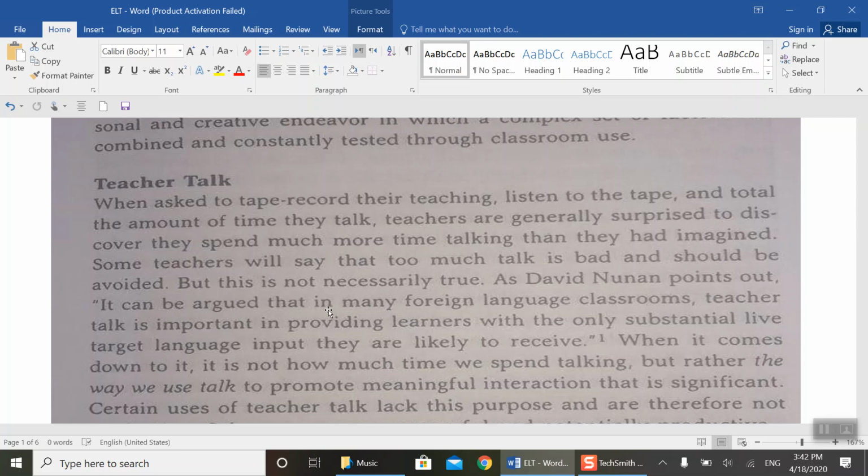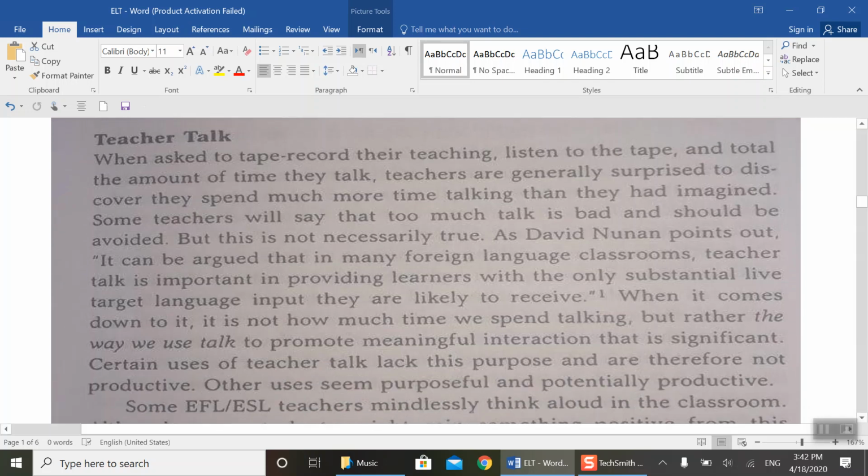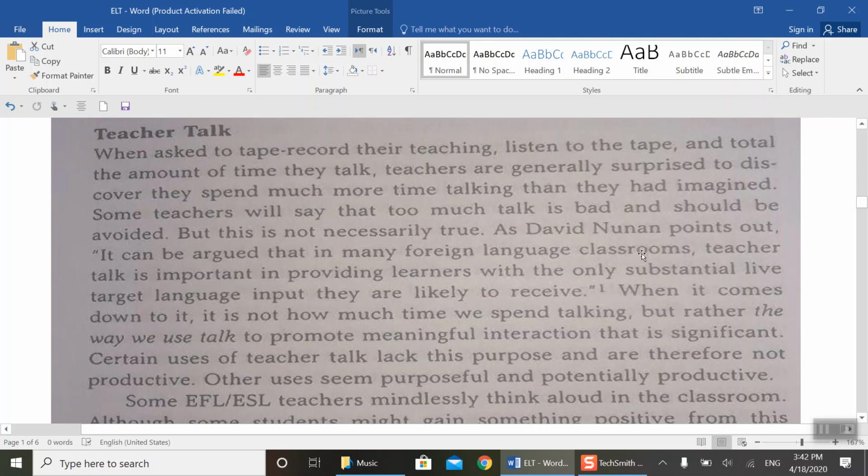They should be guides. They mentor. They guide the students inside the class, giving them roles, how to participate, how to communicate, how to talk between each other. Although David Nunan disagrees. He said that it may be a good chance. Yeah, he said it can be argued that in many foreign language classrooms teacher talk is important.